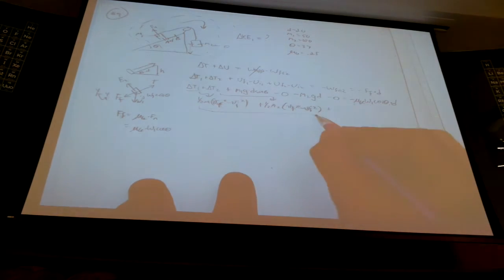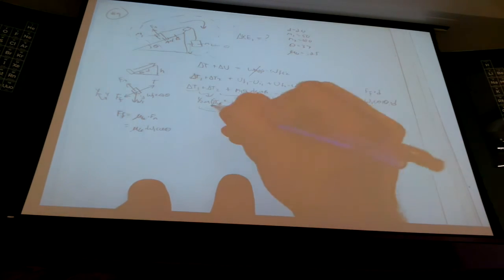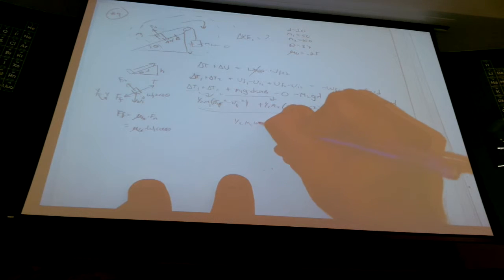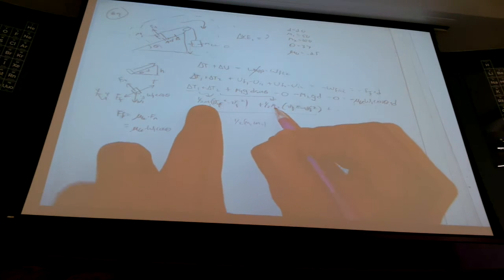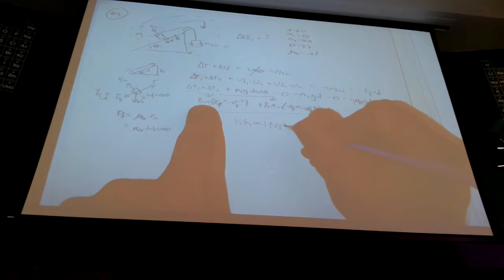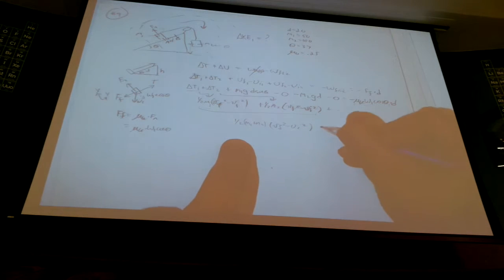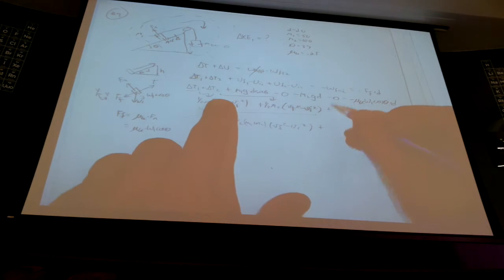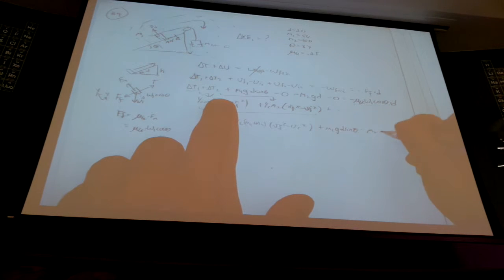So I can actually factor this whole thing again. 1/2 M1 plus M2. What I'm doing is taking out the M1 and M2 out of both terms. You're left with this. Plus the rest of the stuff here, which is M1G D sine theta minus M2G D equals minus mu K W1 cosine theta.